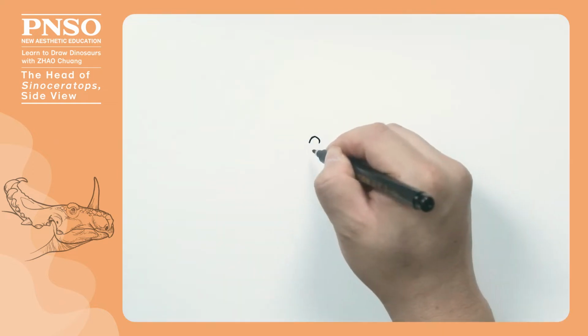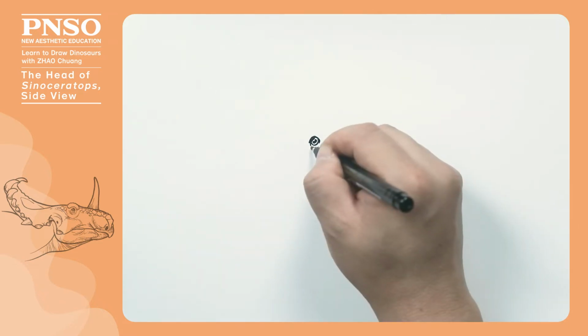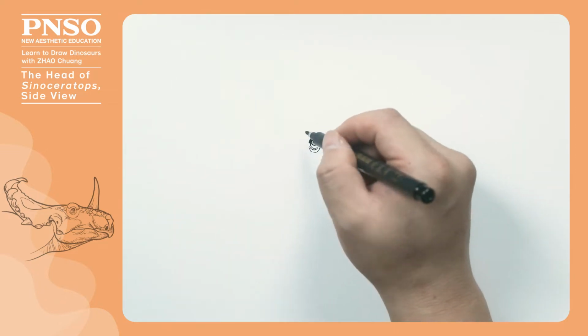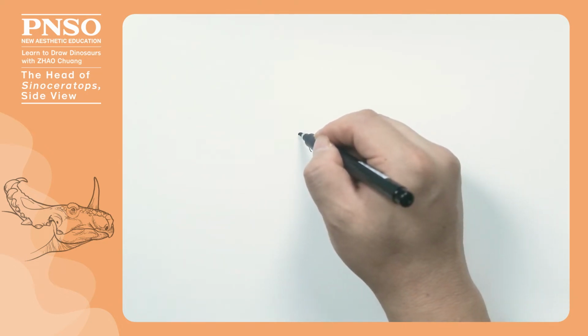We start by drawing the eye. Under the eye, we use some thin lines to show the folds. There were no brow horns above its eyes, but bumpy keratinous structures.